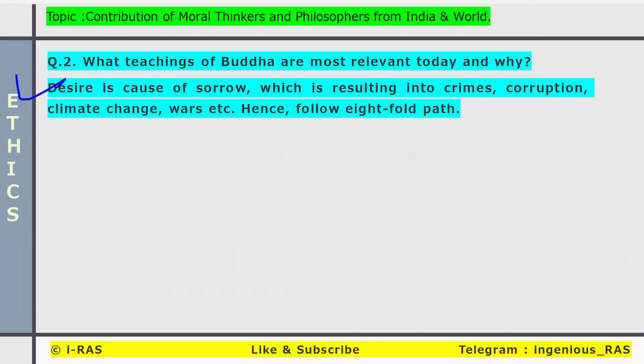See, for example, climate change. Climate change is a result of human activities. There was a desire to develop one's own country, so the industrial revolution came, which led to climate change, which led to rising sea temperature, which led to the increasing mean temperature. Hence, follow the 8-fold path to solve this problem.